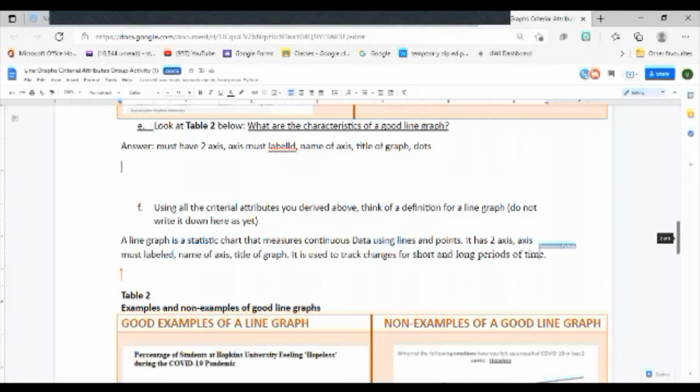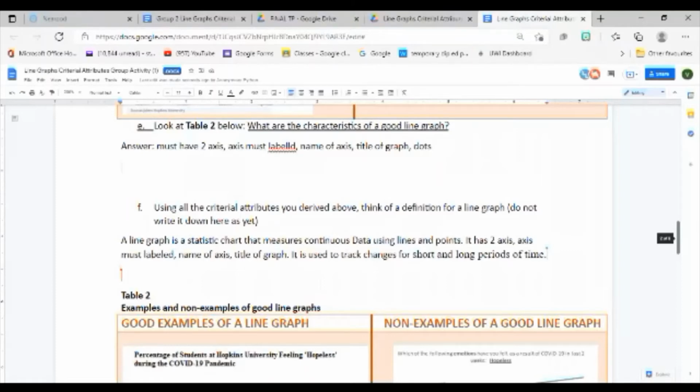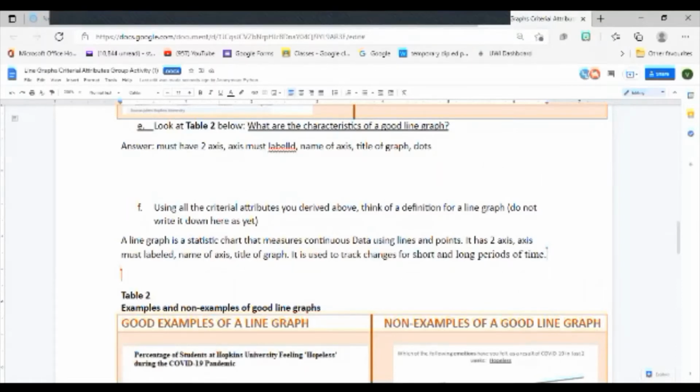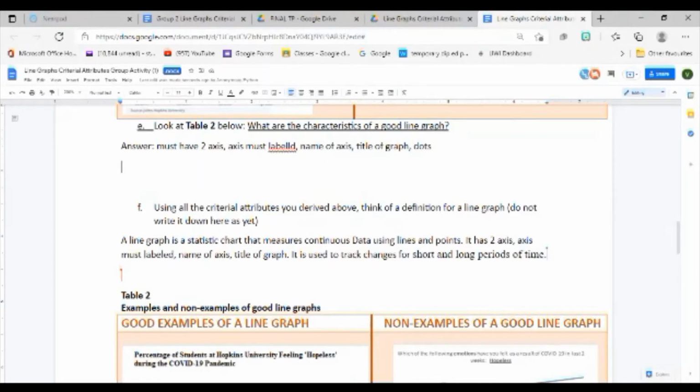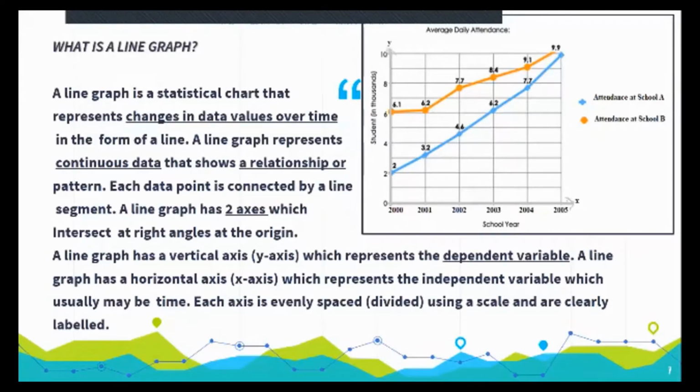Okay, right. So somebody go ahead and read. What's your definition? This is group 2. A line graph is a statistic chart that measures continuous data using lines and points. It has two axes. Axes must be labeled, name of axis, title of graph. It is used to track changes for short and long periods of time. Okay, good. All right, good job, everybody, on your definitions.